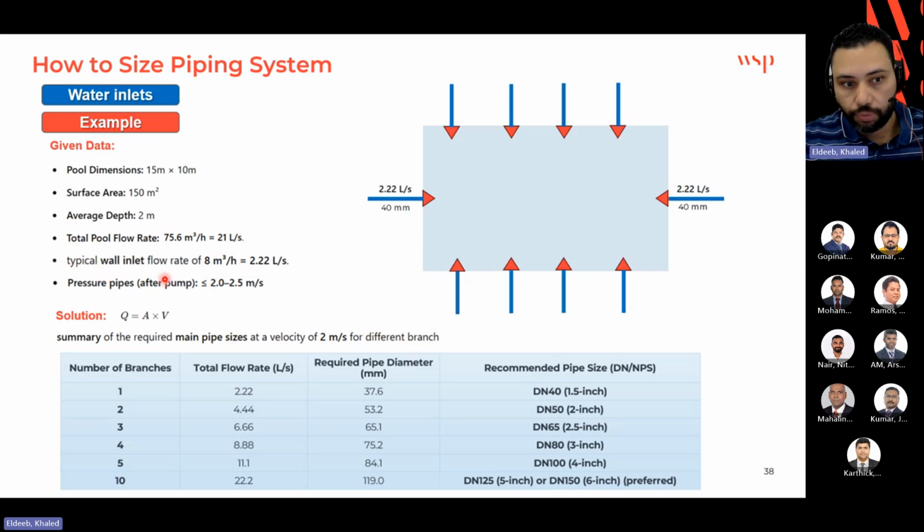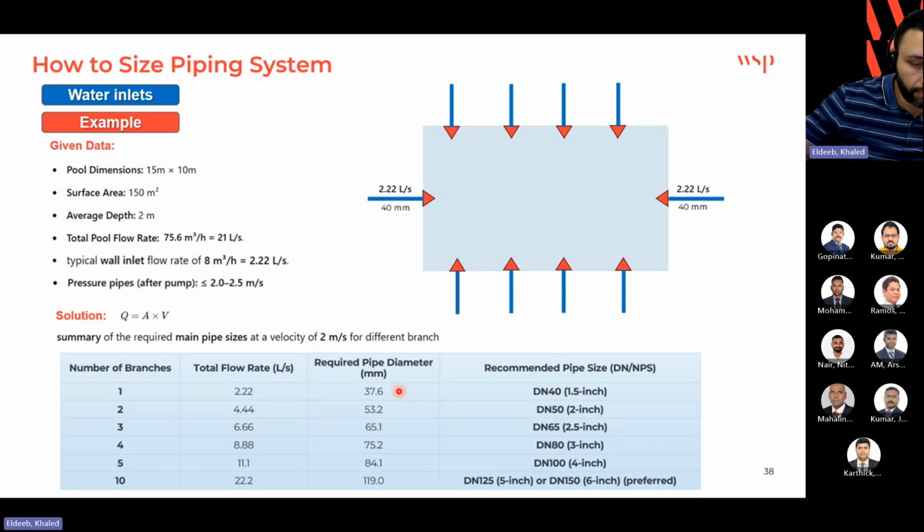And the typical water inlet, we know this one, 8 cubic meter per hour. And this water inlet is downstream of the pump, the pump gives this inlet. So the applicable velocity is up to 2.5 meter per second. If we take it as 2 meter per second, by the way, you always need to reduce the velocity. But also consider that when you increase the velocity, the diameter will be increased. So it depends on the project.